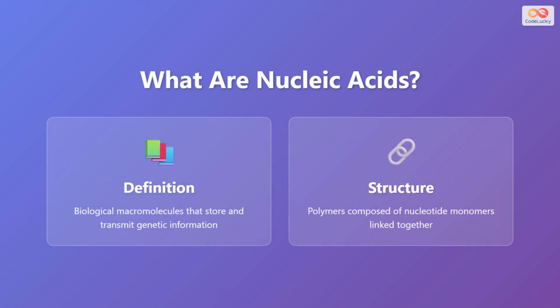Nucleic acids are biological macromolecules, which means they are very large molecules essential for life. Their primary function is to store and transmit genetic information from one generation to the next. Structurally, nucleic acids are polymers, meaning they are made up of many smaller units called nucleotides that are linked together in long chains, similar to beads on a string.